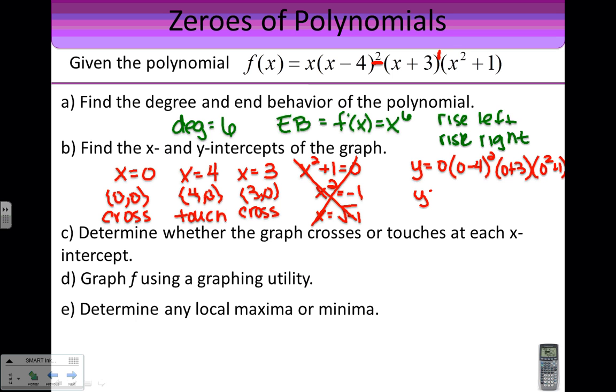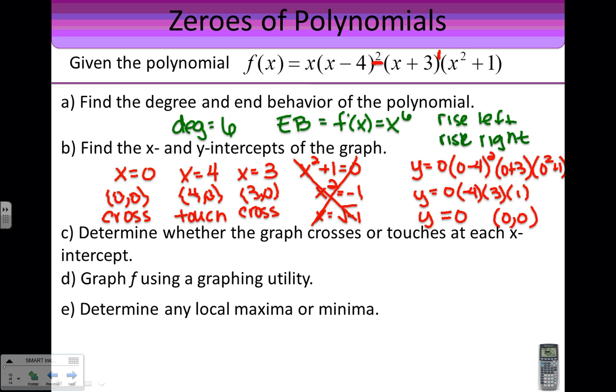So we have 0 times negative 4 times 3 times 1. So our y-intercept is going to be 0, 0. Okay, so same steps for finding the y-intercepts as we always have. So determine whether the graph crosses and touches at each. We've done that. Okay, we looked at the multiplicity, odd multiplicity it crosses, even multiplicity it touches.